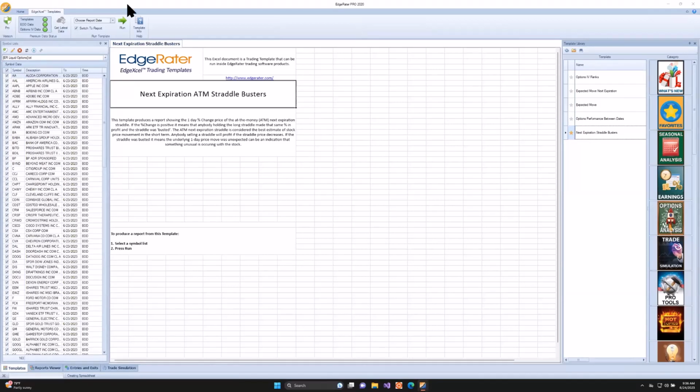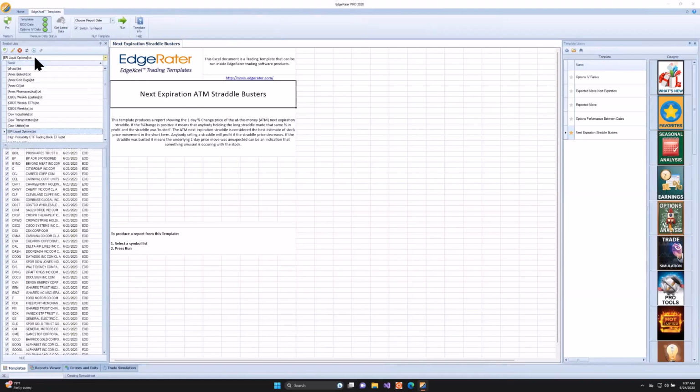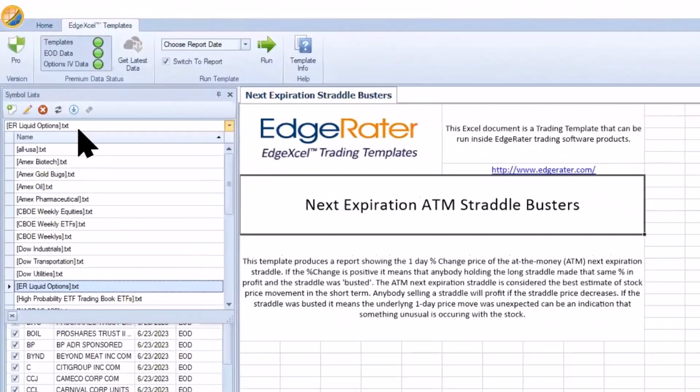Okay, so if you have the program, one of the things you need with this program is access to the premium data. Premium data includes updated templates, the EdgeRater premium end of day data, the options implied volatility data, and all of the options data and all of the earnings data. So just as a heads up, you do need to have that premium data subscription in order to run this template. So find your liquid options symbol list.